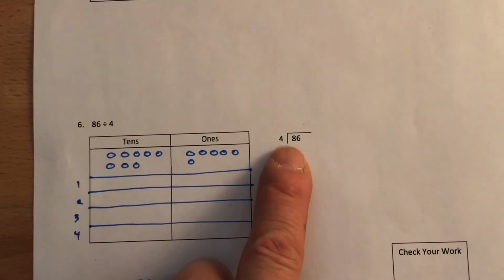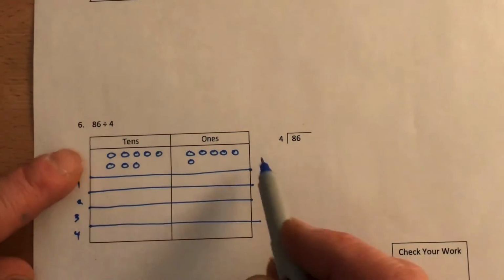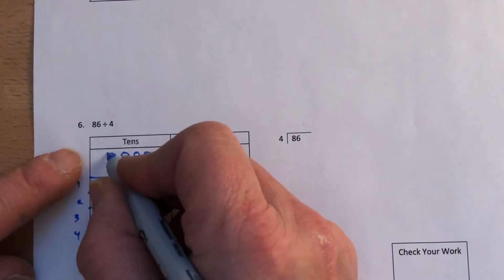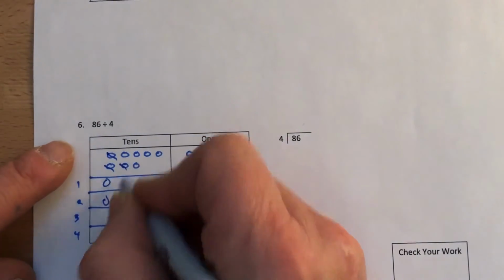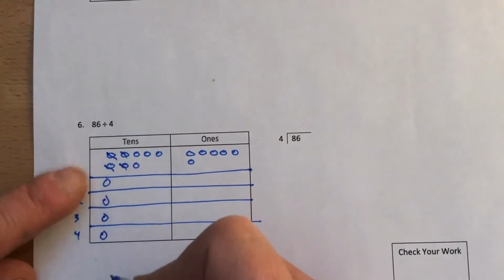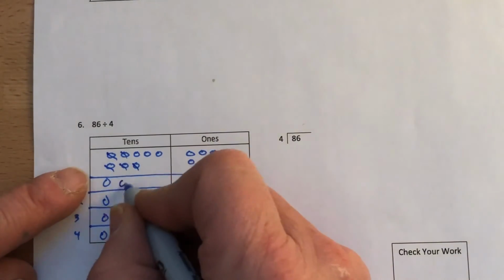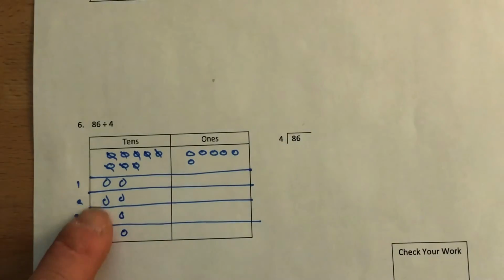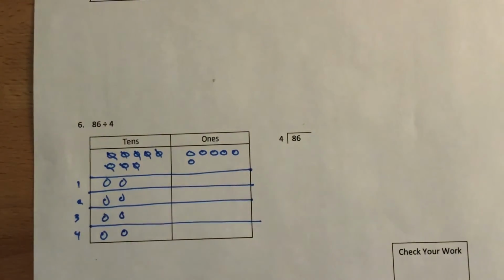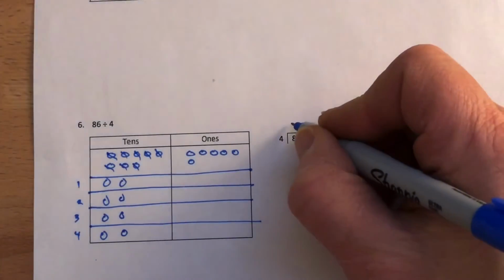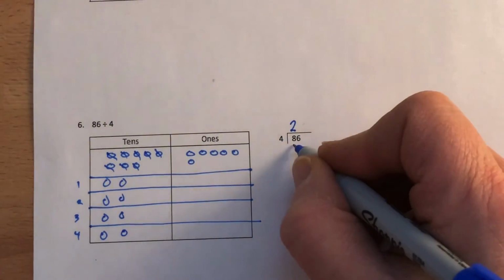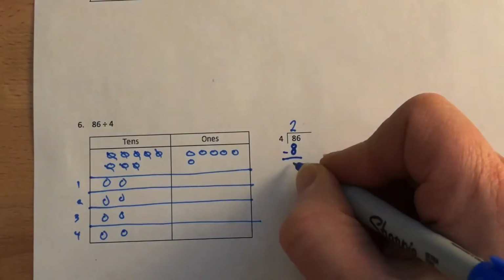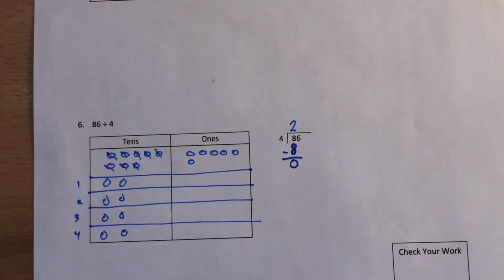Okay, so let's start with the tens place. All right, let's split up that 8 tens into the 4 sections. So 1, 2, 3, 4. Yep, look, I got 4 left. 1, 2, 3, 4. Good. So I know that 2 4s fits into 8, right? 4, 8. So I know this is 2. 2 times 4 is 8. And I subtract it, I get 0. There's 0 remainder there, okay?